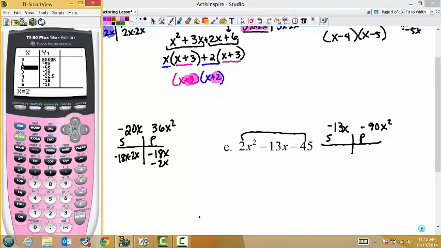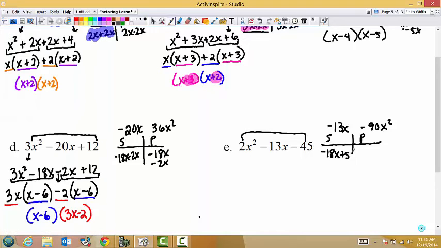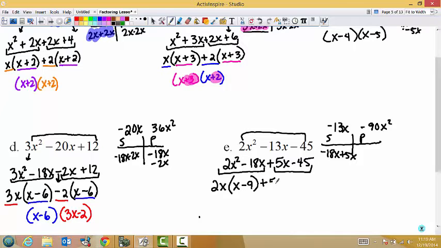1 times 90, 2 times 45, 3 times 30, 5 and 18, 6 and negative 15, 9 and 10, 10 and 9. When they start repeating like that, that's it. And if you notice, it was negative 18 and 5, give us negative 13. So it would be 2x squared, bring down the first one, replace the middle, negative 18x plus 5x, bring down the minus 45, and then I group. I can take a 2 out, and an x, and it'd be x minus 9, and then plus, 5 goes into 45, so I can take a 5, x minus 9, so it's x minus 9, and 2x plus 5. That's what's left.